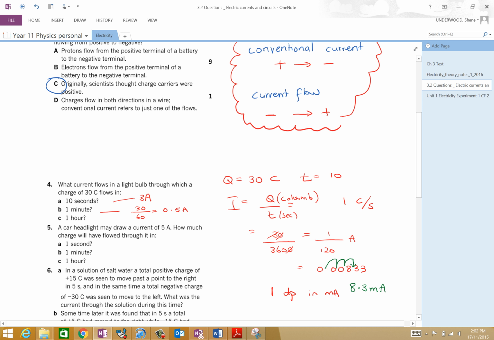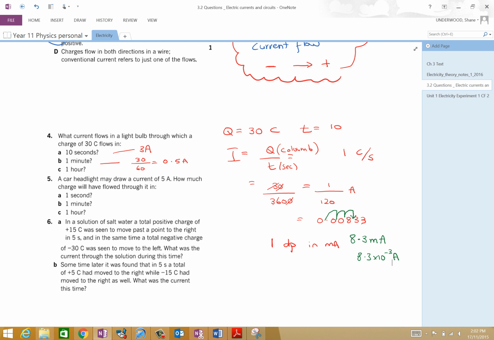Or we could say 8.3 by 10 to the minus 3 amps. So you do have to know your milli, micros and stuff because we'll be sort of referring to those later.